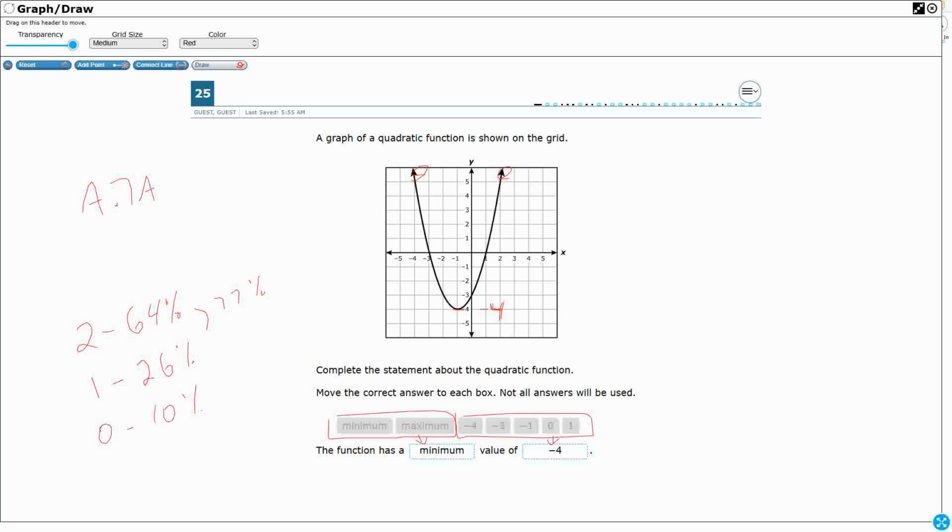Now, of course, we still have 10% of students that didn't get this. You had a 50-50 chance of getting this one right, the minimum maximum. So you had to choose incorrectly on that one. But this was tied for our 10th easiest item on the test. So this was one in which students probably felt pretty confident working through.